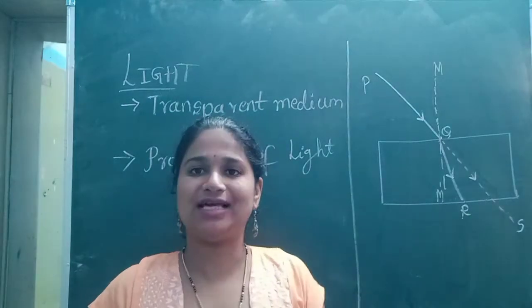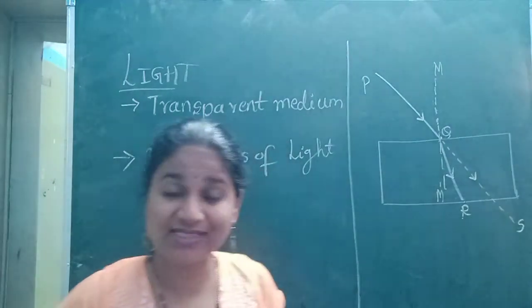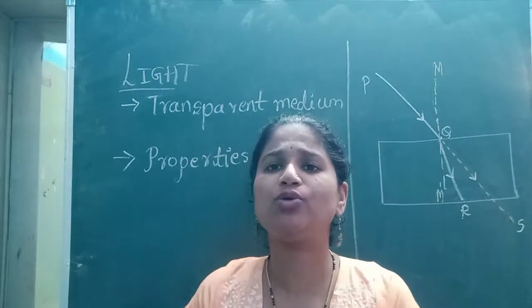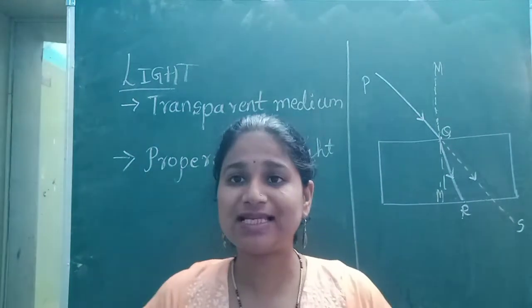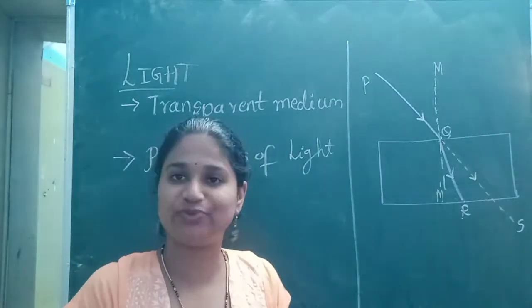So in the last class, we learned about the relationship between the focal length, object distance and the image distance, as well as a lot about the reflection of light through spherical mirrors, right? So in this class, we are going to start with a new concept in the light chapter itself.